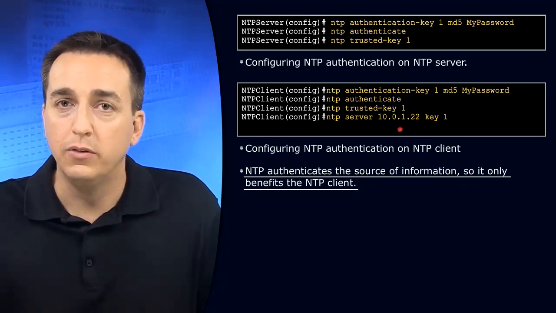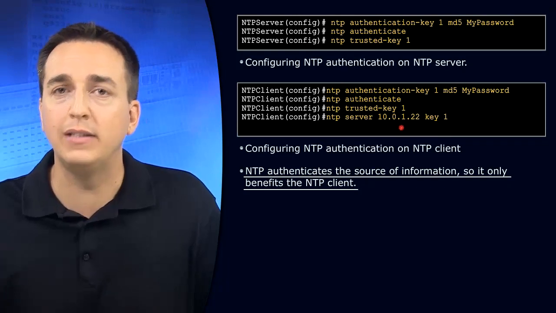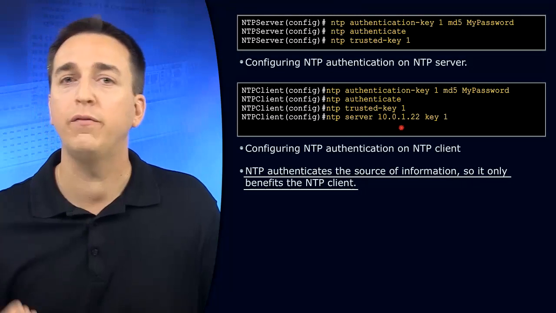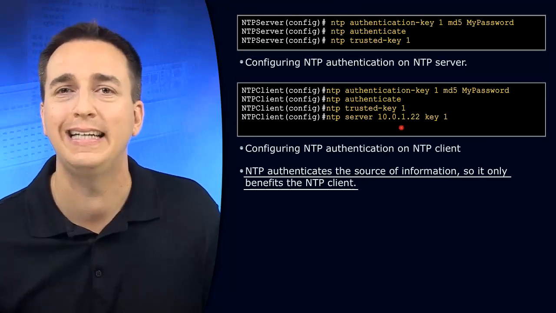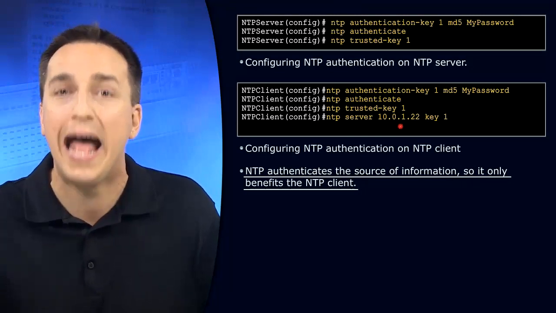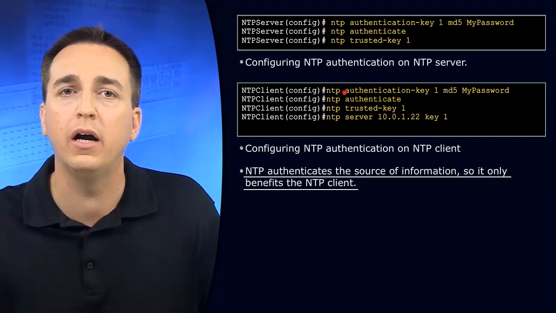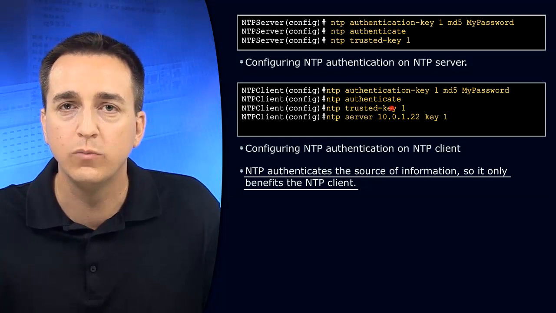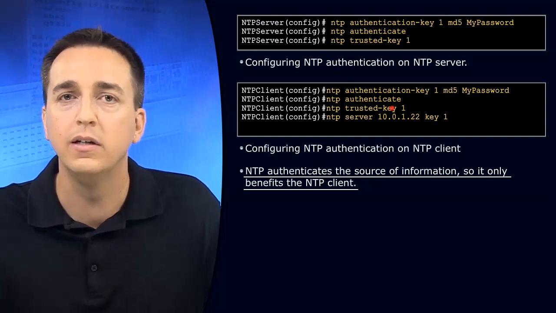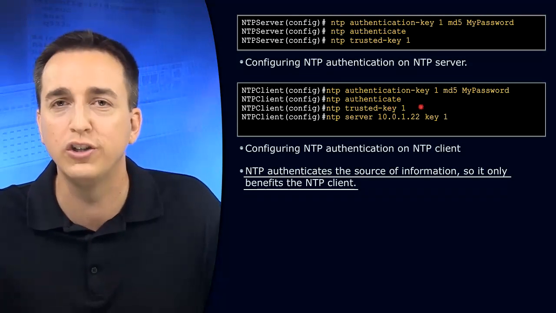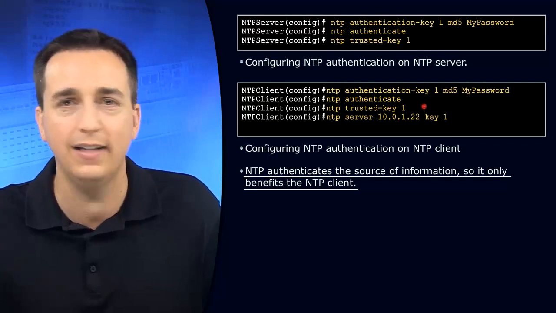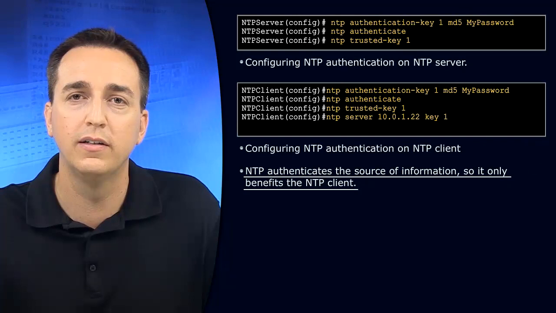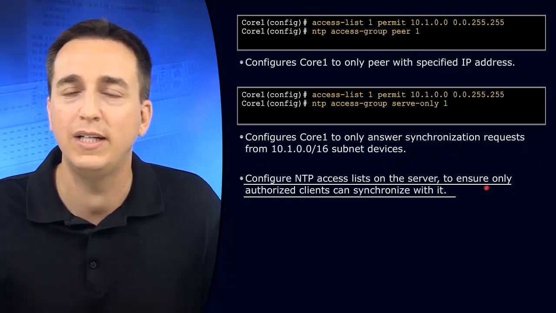So now what happens? When the client sends its NTP request, is it sending authentication information in the request? No. What it's going to do is it's going to wait for the response to come back with the authentication information in it, so the hash. And then it's going to compare its computed hash to what is returned. If it's the same, then it's authentic and we will synchronize. If it's not the same, then we won't synchronize with that particular server. So that protects the client.